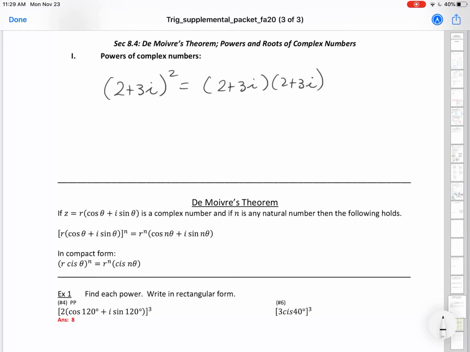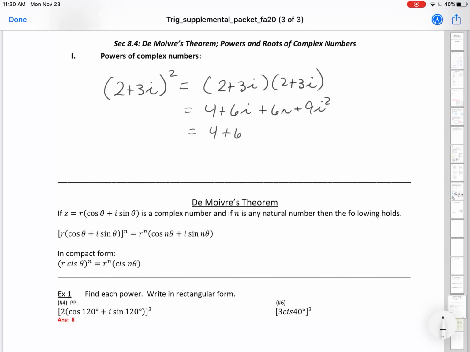Certainly you wouldn't distribute that 2, then you would fail every subsequent class. But you know that you cannot just distribute powers over sums. You've known that since pre-algebra days when we taught you polynomial multiplication. Same thing. And so we're stuck doing 4 plus 6i plus 6i plus 9i squared.